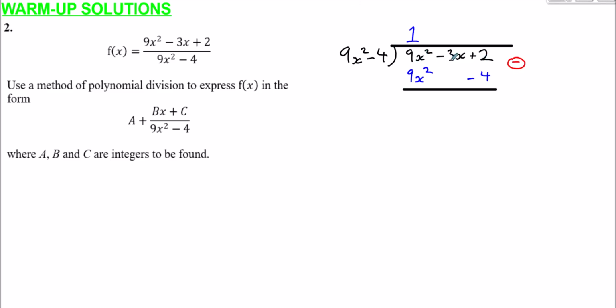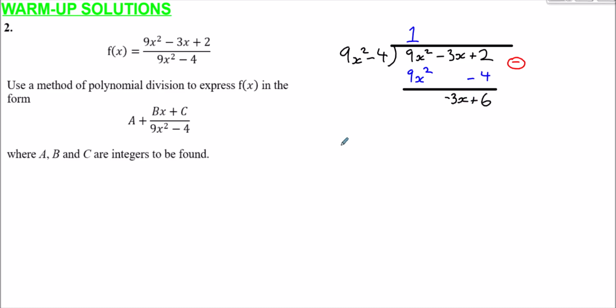We have a negative 3x here, which essentially we're taking away 0 from, so we're going to get negative 3x down here. And then 2 minus minus 4 becomes 2 plus 4, which is 6. So this is the remainder, because we can't go again. Because this power of x is less than the power we're trying to divide by, we're done.